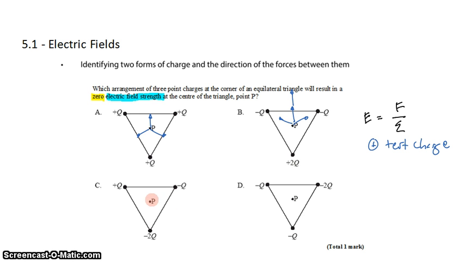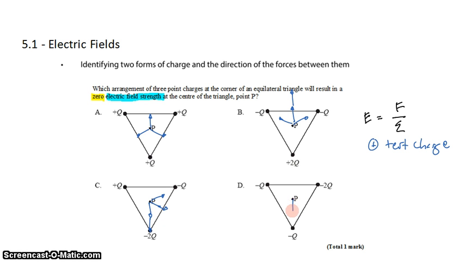In this case, we have a negative charge attracting our positive test charge, a positive charge repelling our positive test charge, and a negative charge attracting with twice the force. And again, this is obviously imbalanced down and to the right.